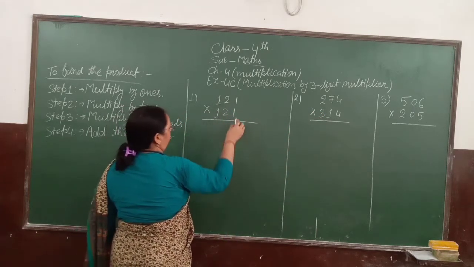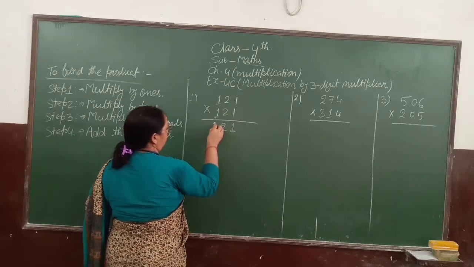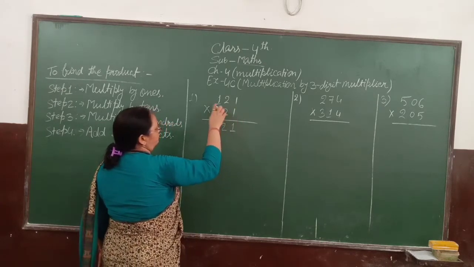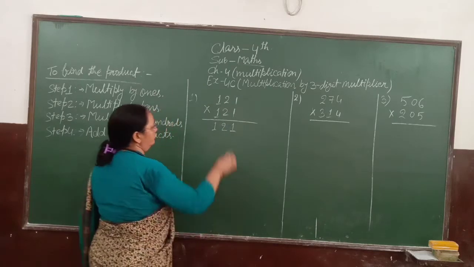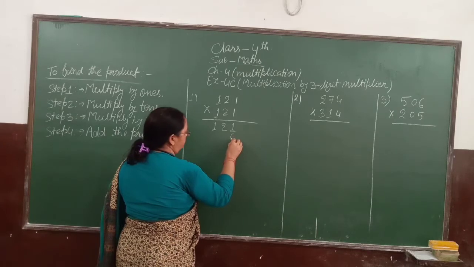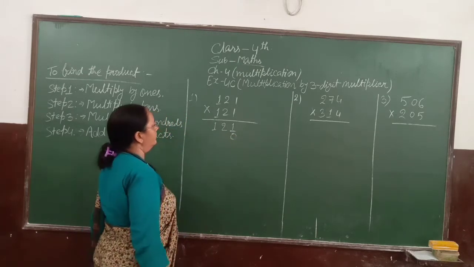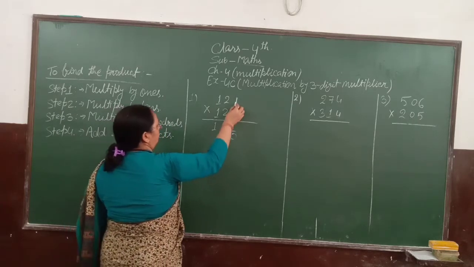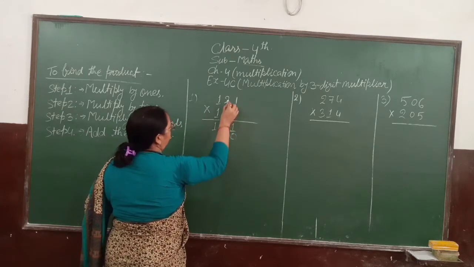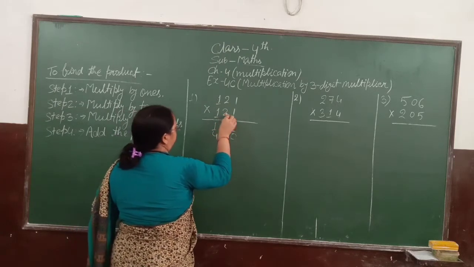Students, 1 ones are 1, 2 ones are 2, 1 ones are 1. Now in the second step, we multiply the multiplicand with the tens place digit. So at the ones place we put 0, and then 2 ones are 2, 2 twos are 4, and 2 ones are 2.